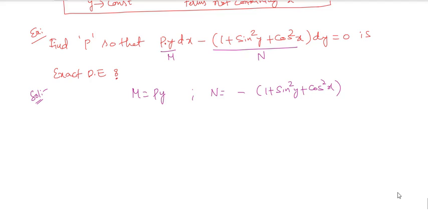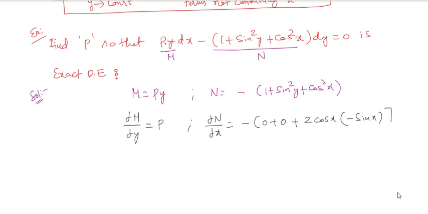So let me calculate that. Dou M by dou y is nothing but, with respect to y only, p. Then dou N by dou x, with respect to x only I have to substitute, so that is minus of 0 plus this is also 0, then plus 2 into cos x, and for cos x you will have minus sin x. Minus 2 sin x cos x, and minus of minus is plus, so you will have sin 2x.